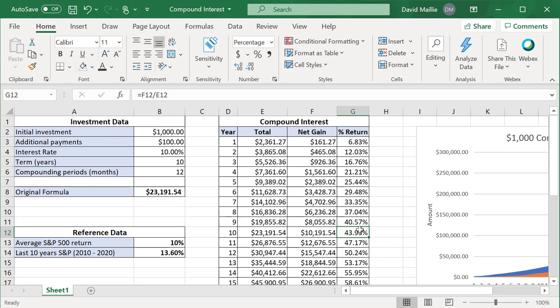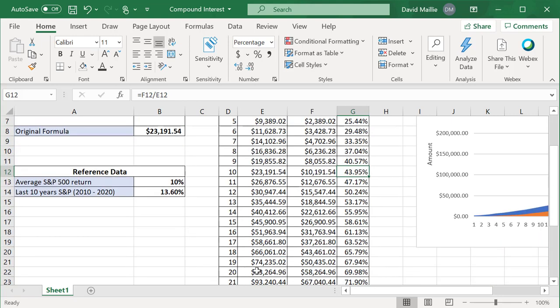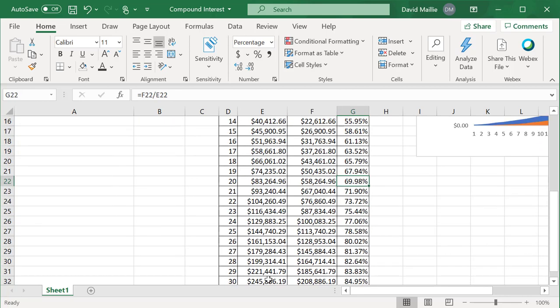But it gets better as you keep going. At 20 years, if you still do $1,000 initially and $100 a month for 20 years, you end up with now a gain of $58,000 and you're at 69.98%. And if you keep it longer, at 30 years, you end up with $208,000 in your net gain.